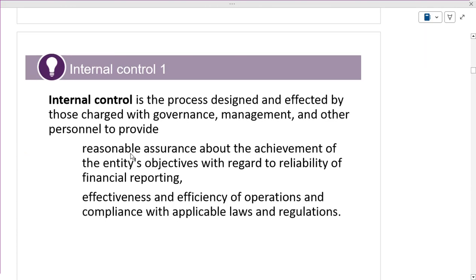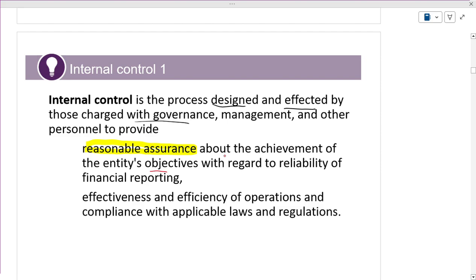Coming back to the core concept. You will now have a very clear idea by the time we start this topic. What does it say? It is a process designed and affected by whom? Internal control is the responsibility of the management, the management charged with governance and other persons. Why are we doing internal controls? You have to give an assurance, a reasonable assurance. Again, we are not going to say that it is a complete assurance. We are giving a reasonable assurance about the achievement of the entity's objectives.